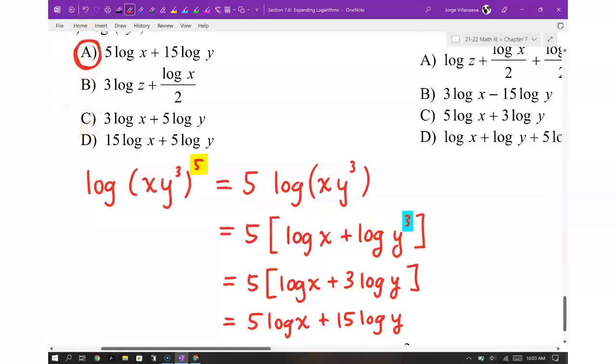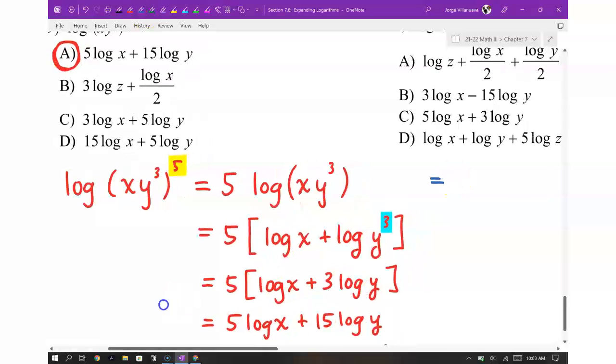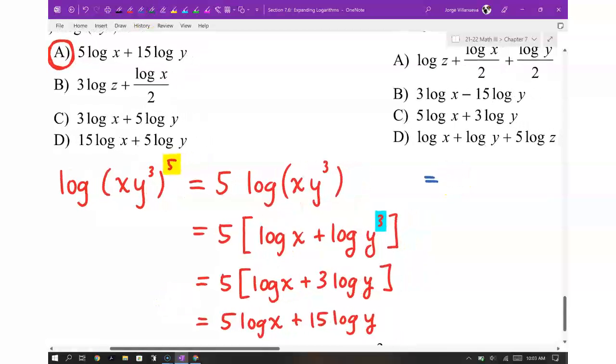Now I will show you the other way that you could have done this, and maybe you prefer that way. Let me show it to you. I'm going to put it right here to the side. You could have distributed the power of 5 into the xy cubed. So it would have looked like this. Log of x to the 5th, y to the, what's my power for the y? It's a cubed to the 5th, a power to a power. What do you do when you do a power to a power? Multiply, so 3 times 5, 15.